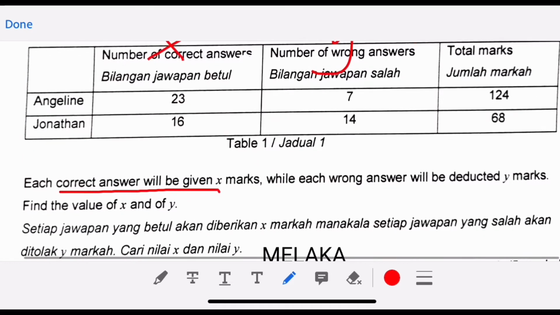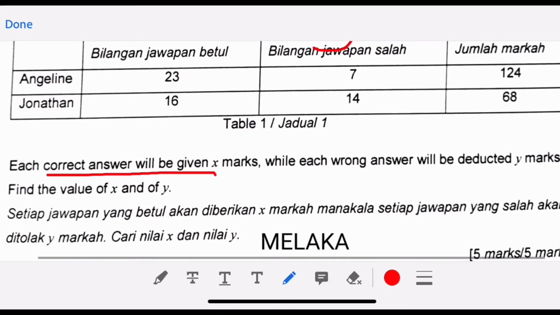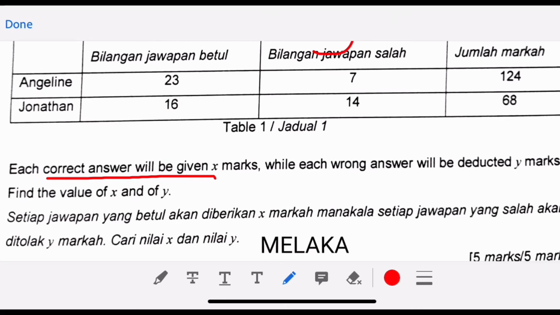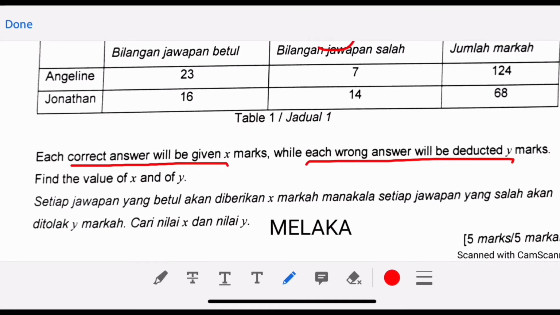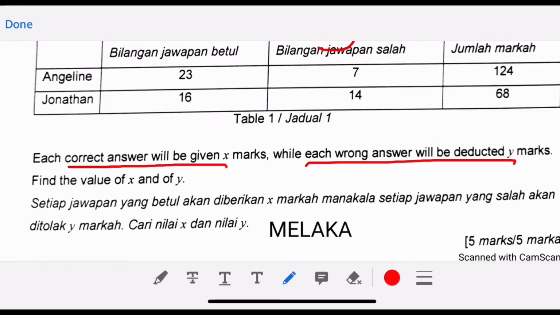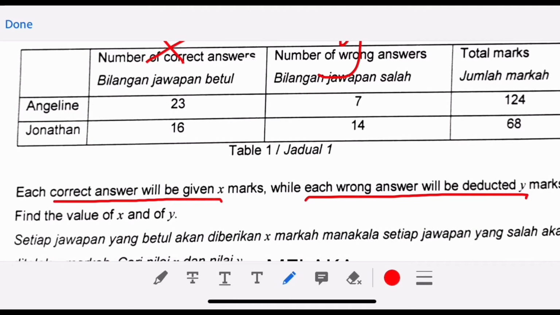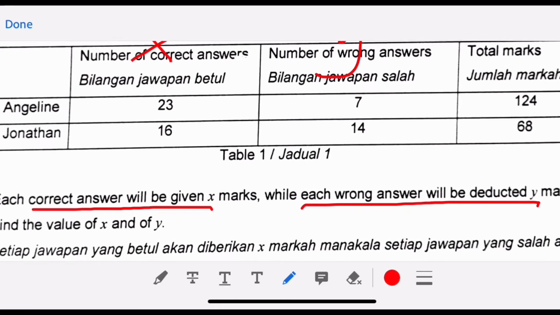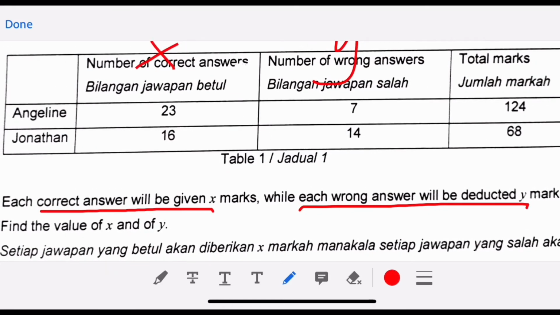So for Angeline, 23 questions correct, so the marks should be 23 times the X, right? And the wrong one for Angeline is 7 questions, and 1 question carries Y marks. So the Y marks is the unknown marks, so we have to take 7 times the Y. So it's 23X minus 7Y, which will be equal to the total marks, which is 124.